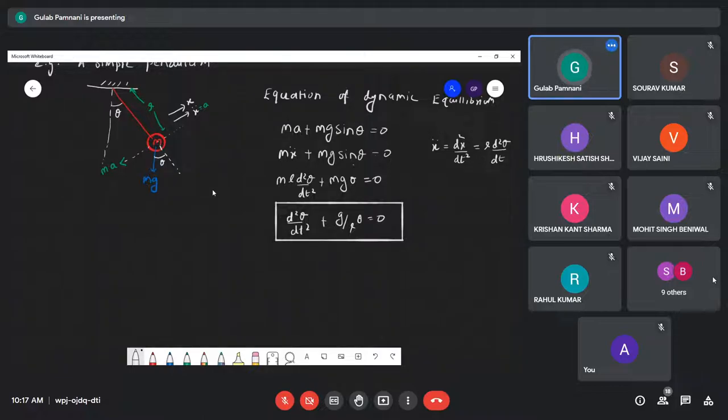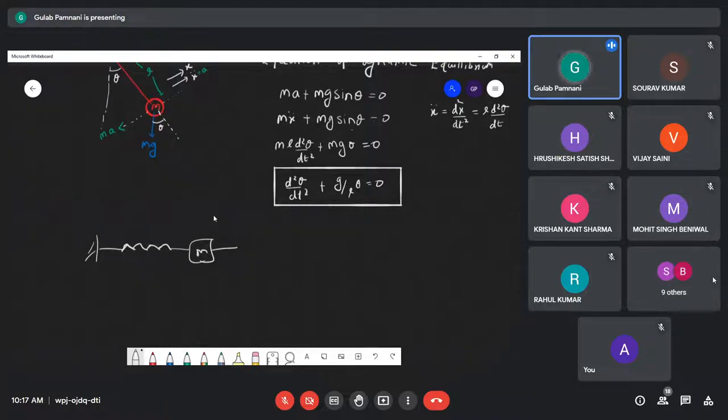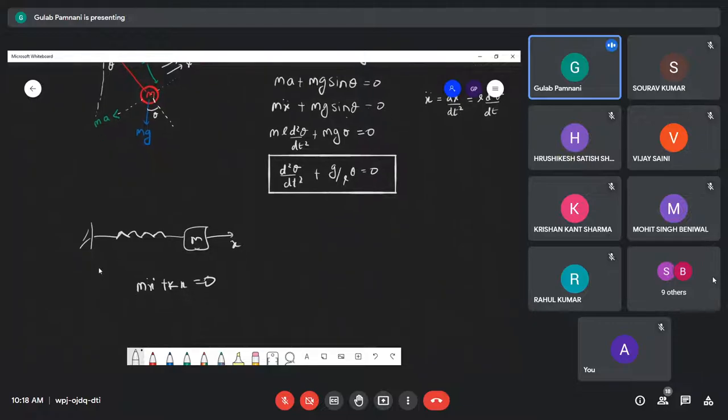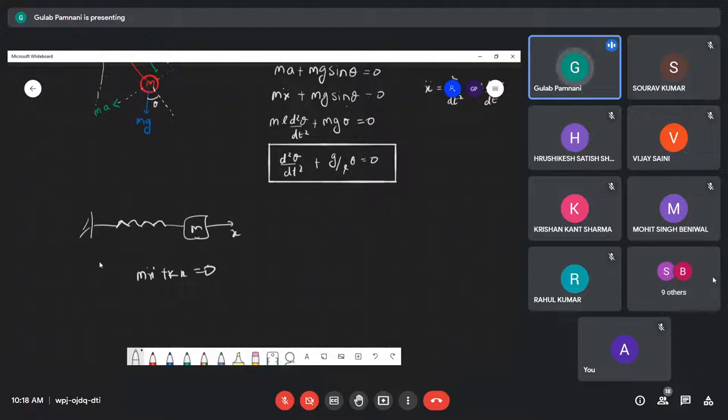In the spring mass system, again the same phenomena I'll apply. You have a mass and let's say it is accelerating, moving in this direction. The equation you get is m x double dot plus k x equals zero, in the case of free vibration, if there is no force acting on it. So this is your differential equation and then you have to solve it. This is in some way what I was trying to describe: considering the physics of the problem, this is how the mathematical models are developed.